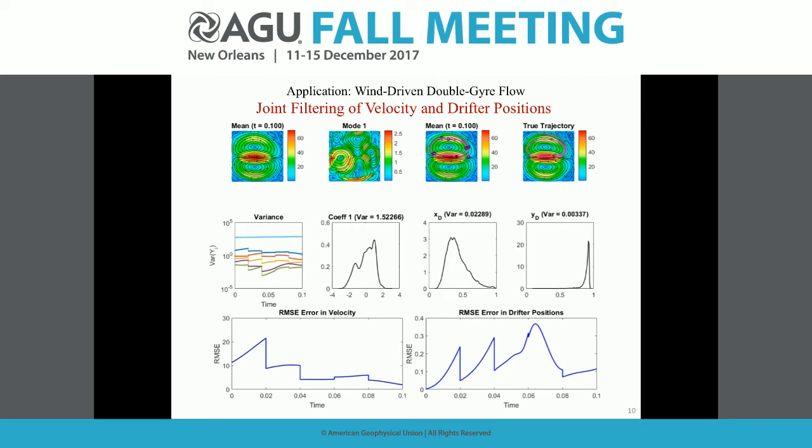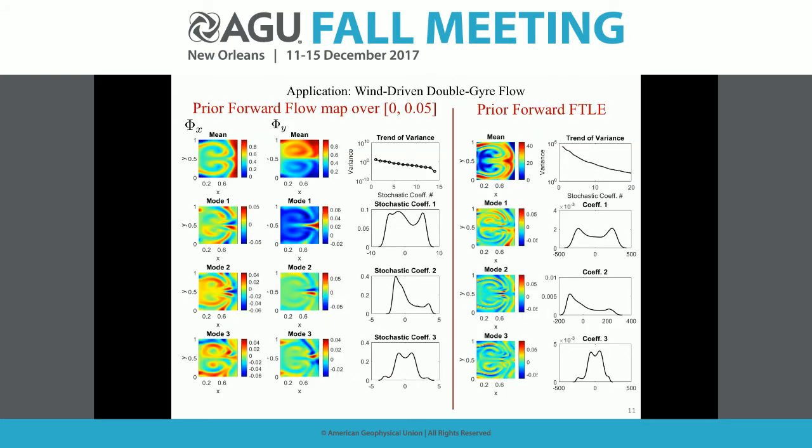Now, if I had multiple drifters, it might not be very useful if I also wanted to find out how all of the possible model trajectories are improving. So rather, I could use the forward flow map. Here I show the prediction of the forward flow map over a time period of 0 to about 6 days and how the coefficients vary. And I can also compute the prior forward FTLE from this.